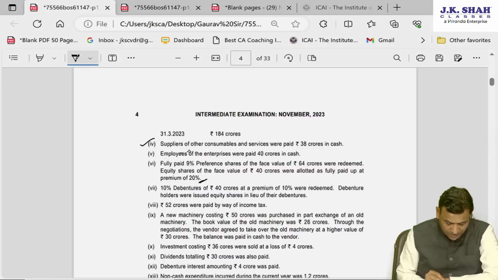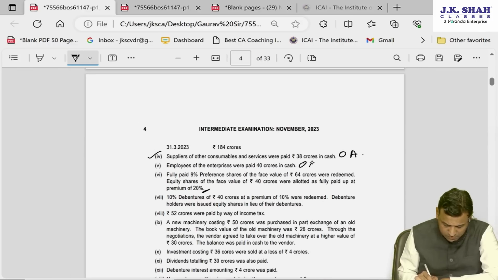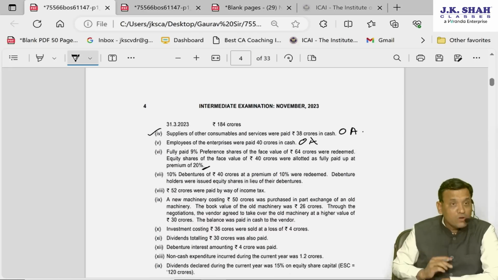This again, suppliers of other consumables and services were paid 38 crores in cash. Can I say, friends, this is again operating activity. Employees of the enterprise were paid 40 crores in cash. Again, this is an example of operating activities, paid to employees. Now comes the next area.